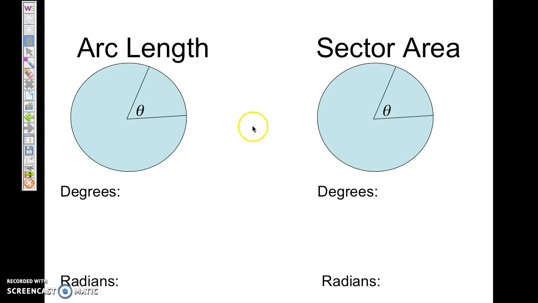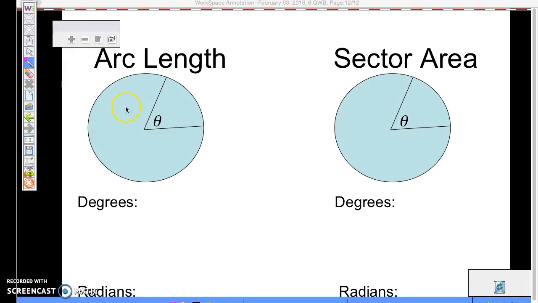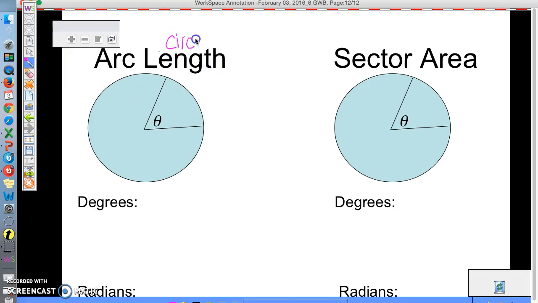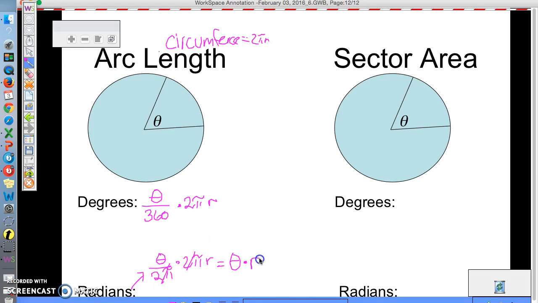So the last thing we're going to look at is arc length. Arc length is just a fraction of our circumference. And if you remember, circumference is 2 pi r. So in degrees, we just take our angle measure over 360 times 2 pi times our radius. Where in radians, it's our angle measure over 2 pi times 2 pi r, because it's just a fraction. You'll notice those are gone. So it's just our angle measure times our radius.